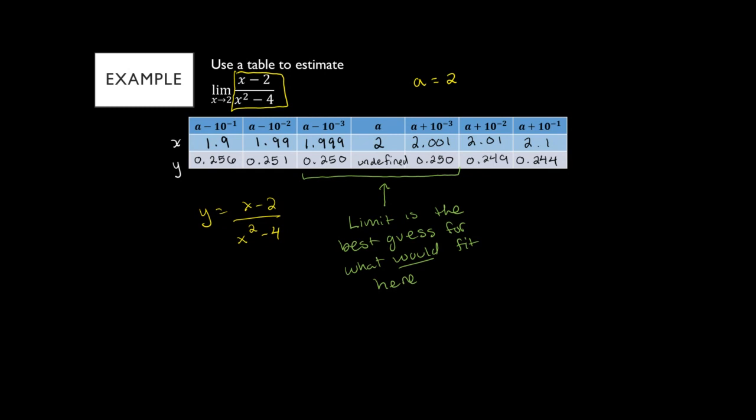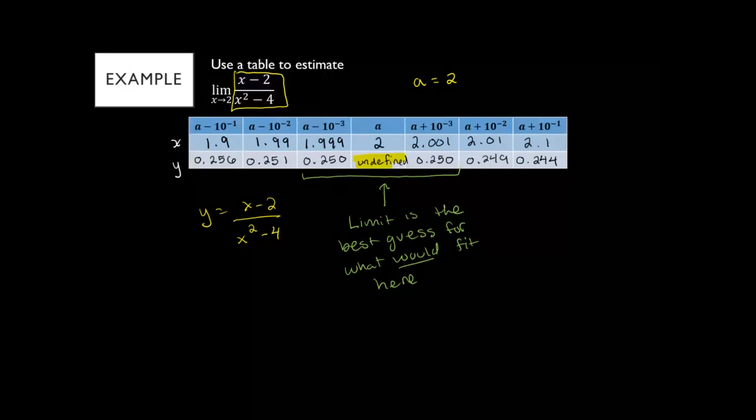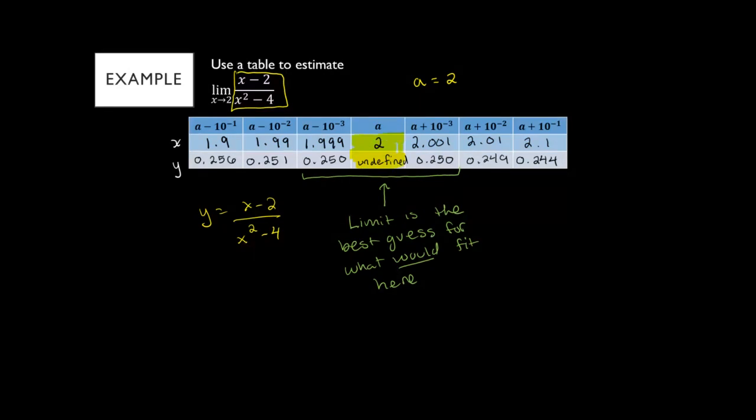So when it says use a table to estimate this limit, you have to first create your table, find the function values, and then determine where you are. The middle is what you're interested in. I don't know if it helps to highlight that this is where you're interested in, because that's where our x is approaching as x approaches 2. And then you have to guess what would be there if it wasn't undefined based off the pattern. So you're really just following the pattern.